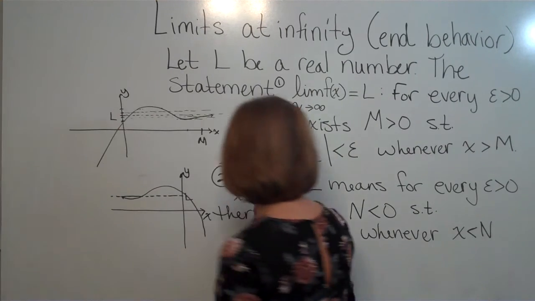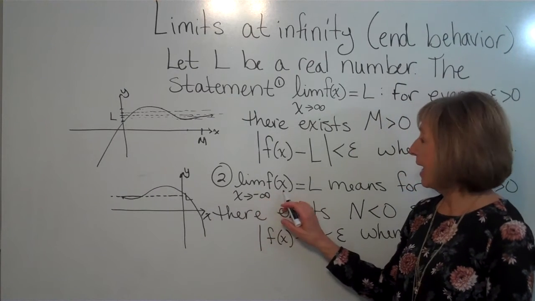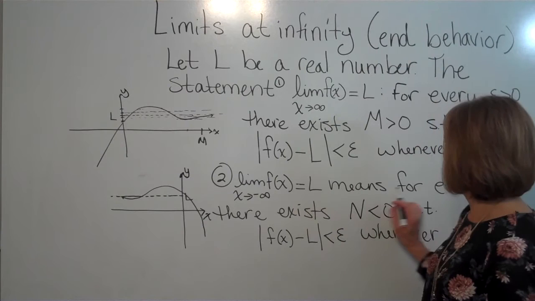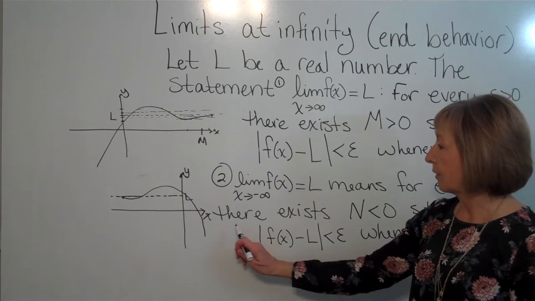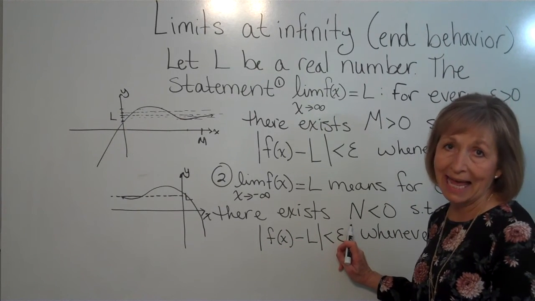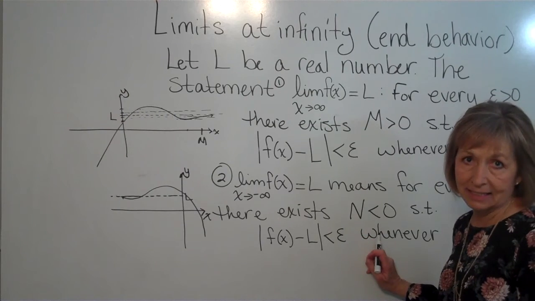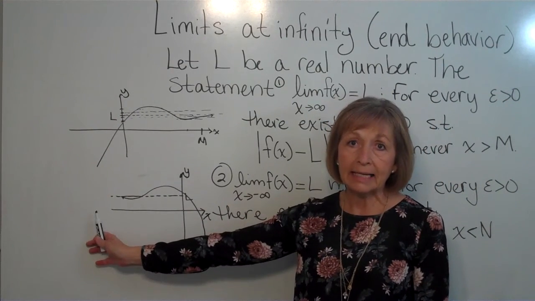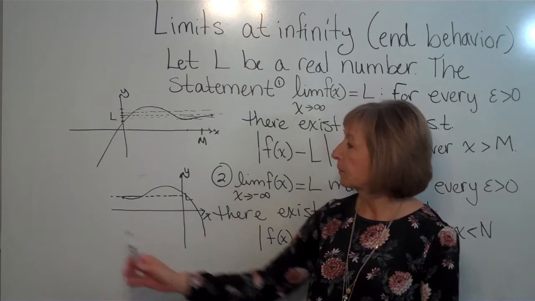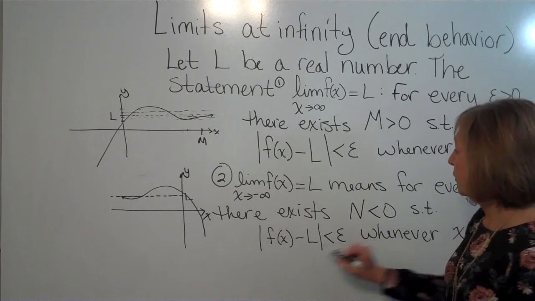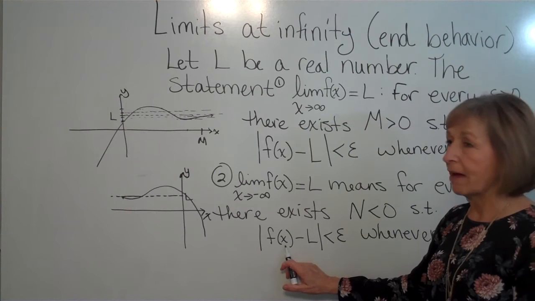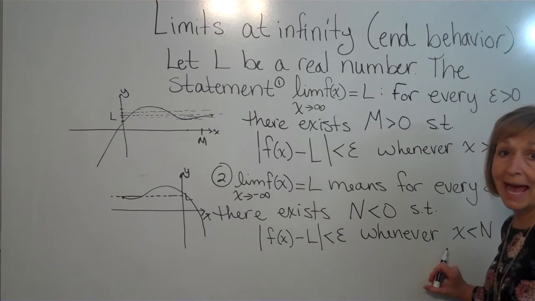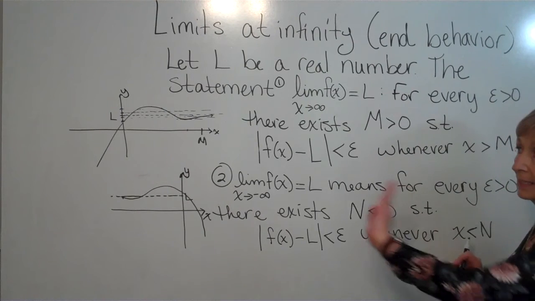So when we look at this, the limit as x approaches negative infinity of f of x is equal to L means that for every epsilon greater than 0, there exists an n less than 0, because this is forever left, and so my x's are negative when I'm going off to the left, such that my absolute value of f of x minus L is less than epsilon whenever my x is less than n, because again, I'm going off to the left.